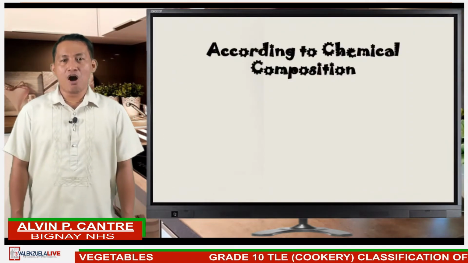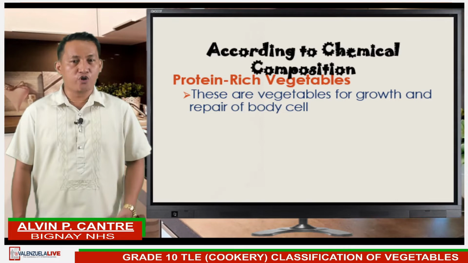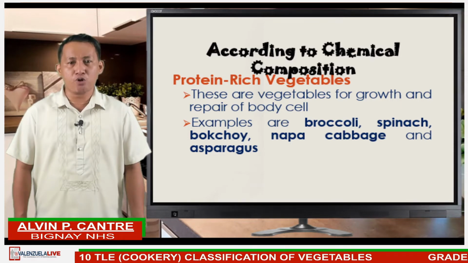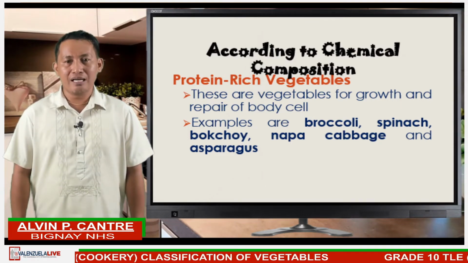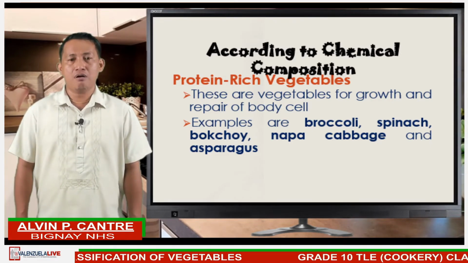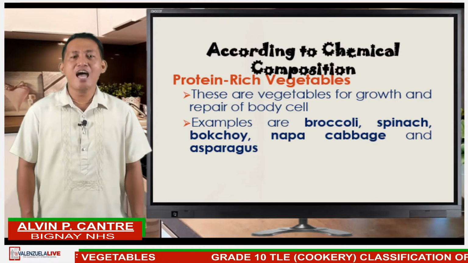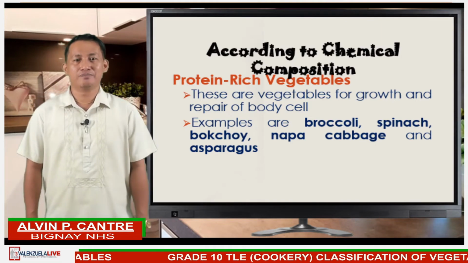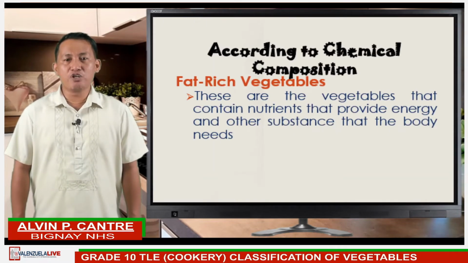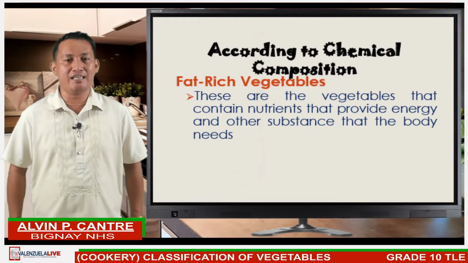Second on the list are the protein-rich vegetables. Now, these are vegetables for growth and repair of body cells. Do you know that insufficient protein can lead you to low growth and can weaken your immune system? Examples are as follows: broccoli, spinach, bok choy, napa cabbage, and asparagus. One fun fact is that broccoli contains more protein than steak and spinach and almost equal to chicken and fish.